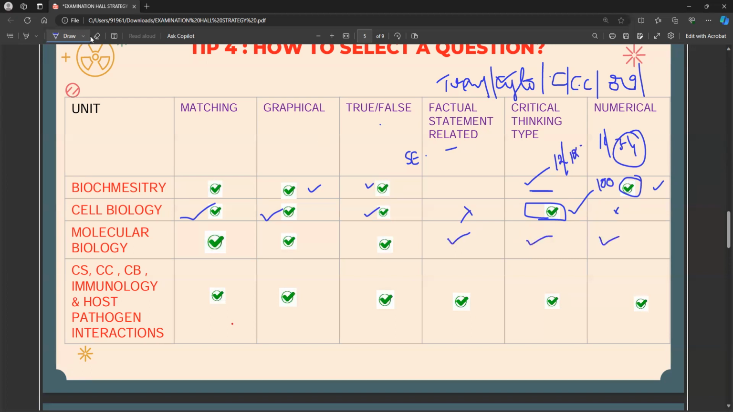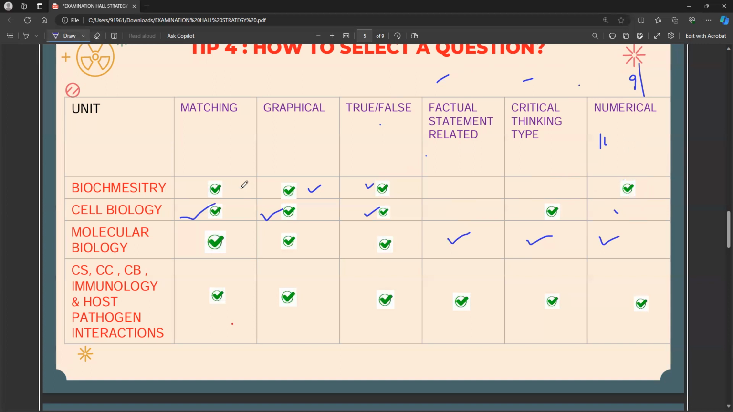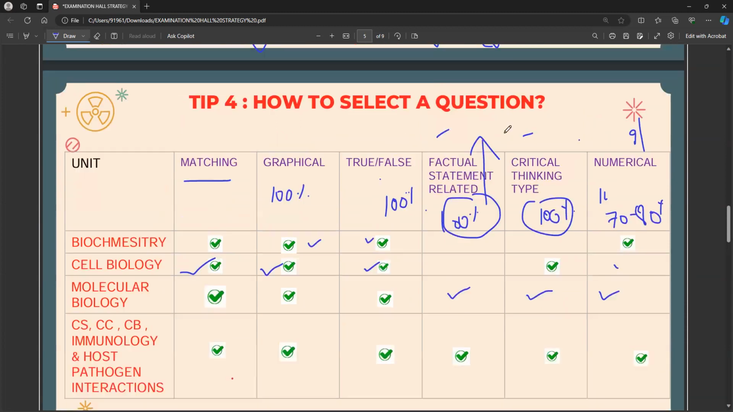If you look into molecular biology, every type of question you will get. There's no doubt about it. You get a matching, but matching has a lower probability. Graphical, 100% chances are there. True or false, 100%. Factual statement, 100%. Critical thinking type, 100%. Numerical, I can say 70 to 80% chances are there. And when they ask a factual statement related or critical thinking related question in molecular biology, they will add diagram-based questions also.